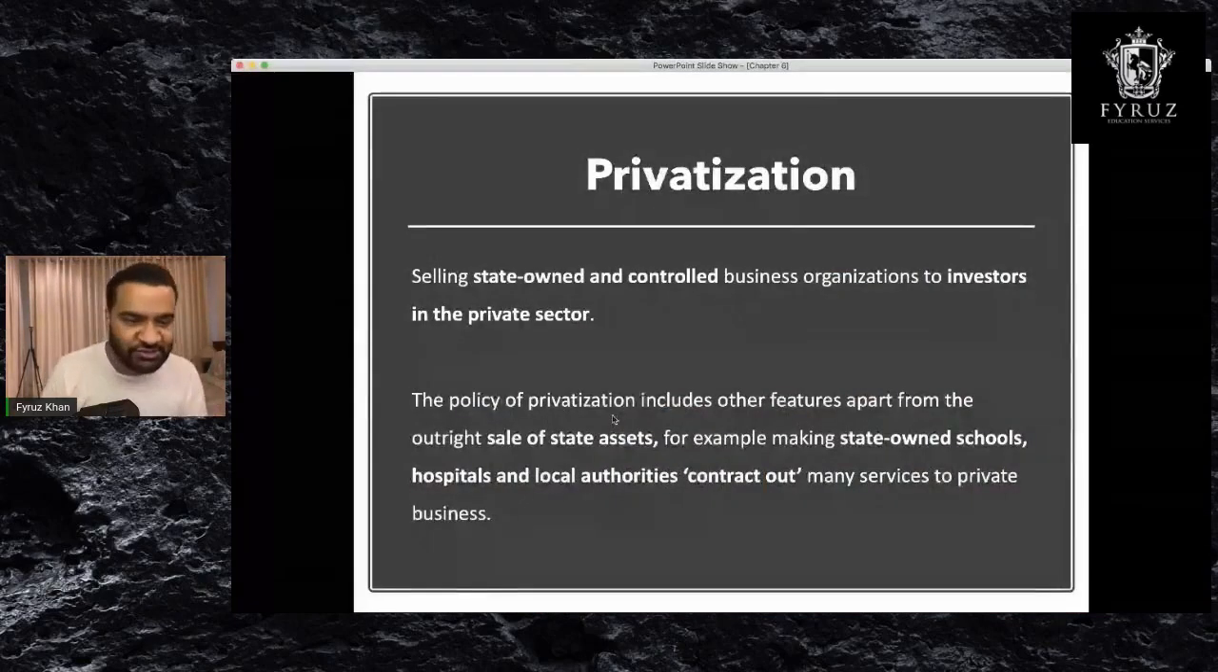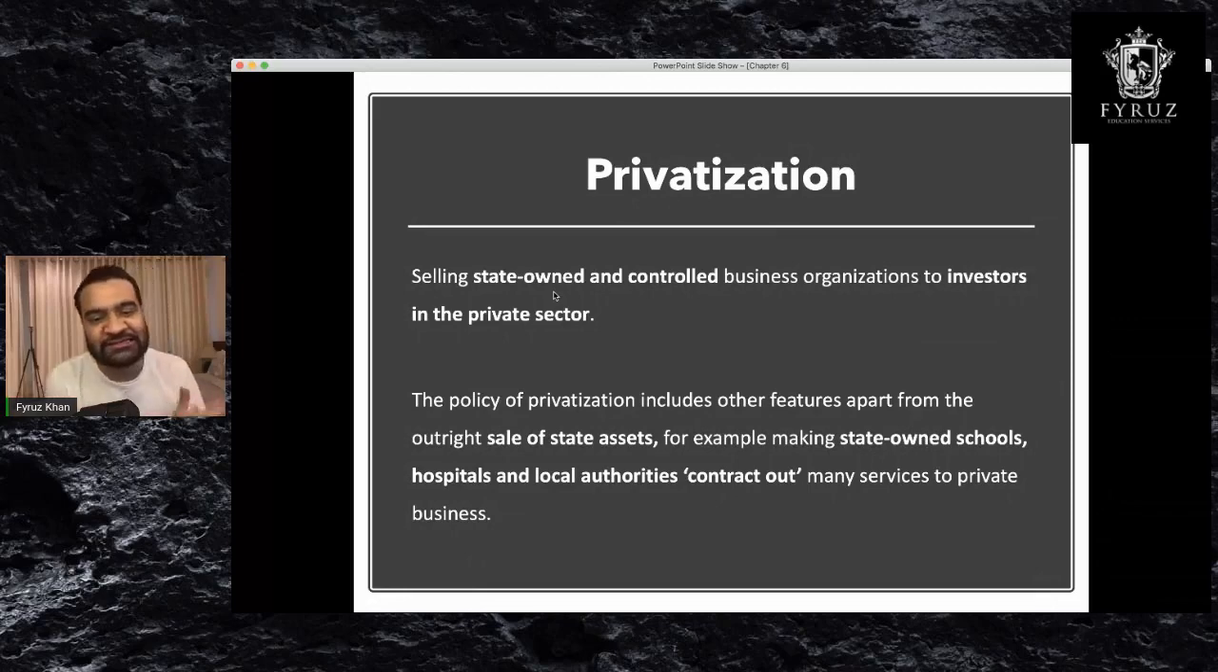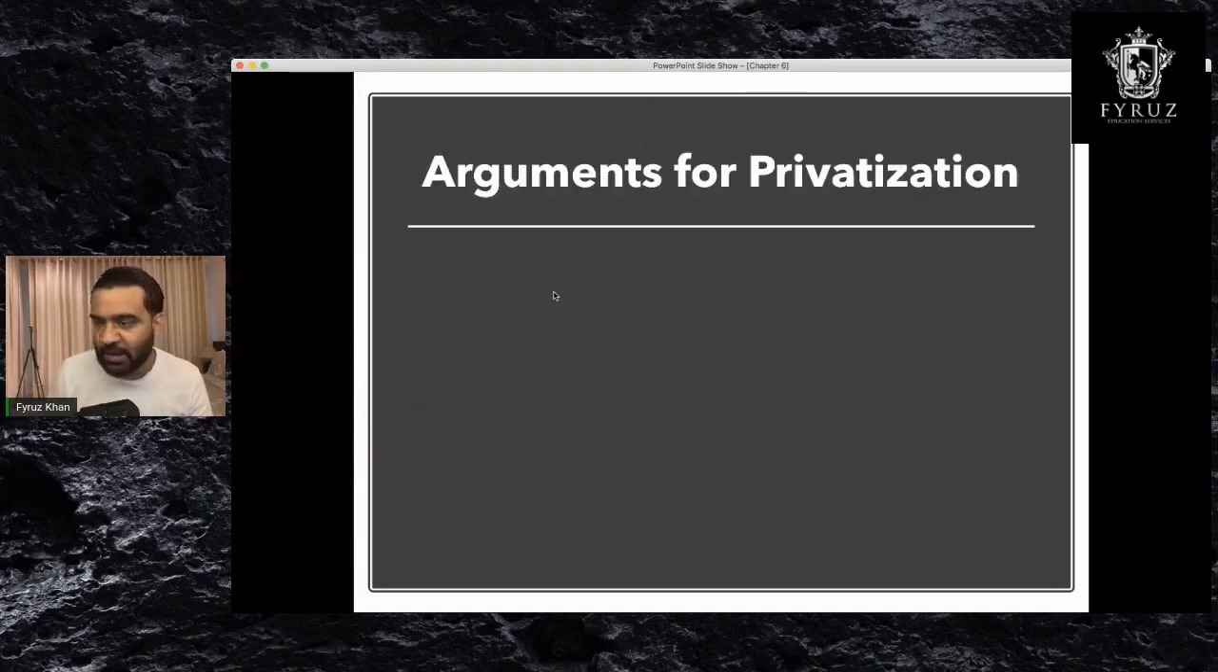So privatization, the definition is given here: selling state-owned businesses to the private sector. Okay, and why do you want to do that? Now the question is why do you want to do that? So let's have a look. The arguments for privatization. Why do you want to sell a public hospital or a public university to a private organization or to a private individual?